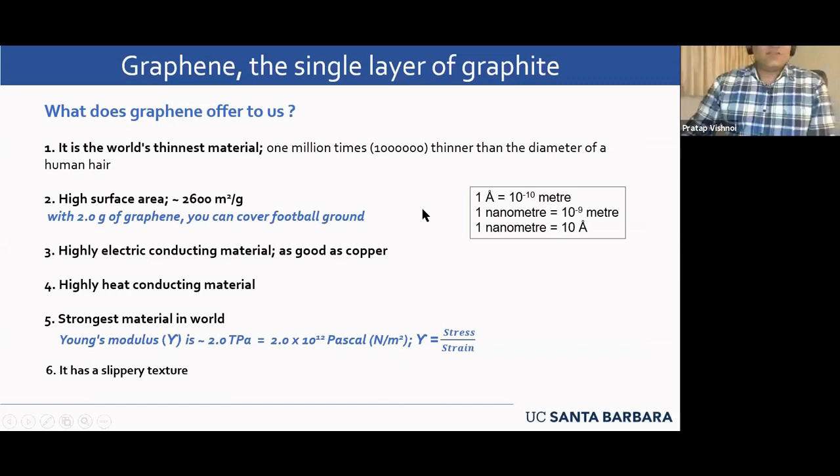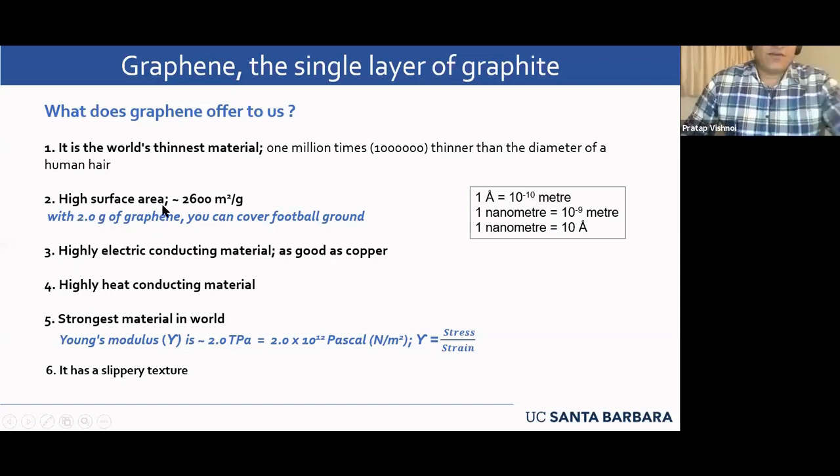As I mentioned, these are wonderful materials. So what are the properties? Okay, it is the world's thinnest material. There cannot be anything thinner than a carbon atom. Carbon atom diameter is something around, I think, one angstrom or so. So that is the real thickness of graphene, because it's a flat sheet of 1 atom thickness. And if you compare with a human hair, it is a million times thinner. Human hair, I think, is close to 0.1 mm or something like that, depending on whose it is.